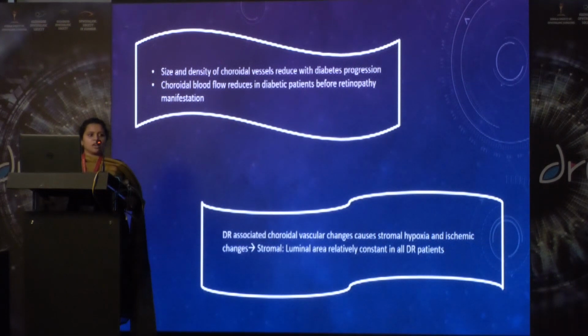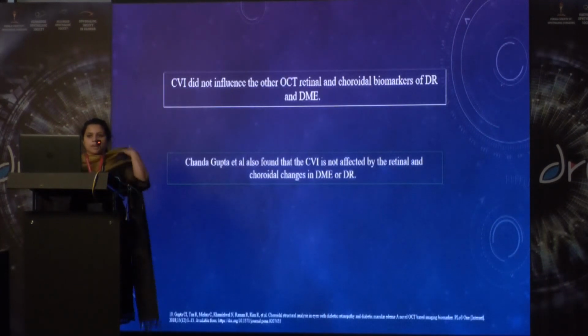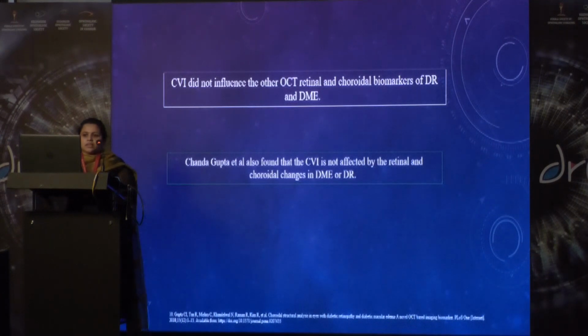This may be because all our patients were diabetic retinopathy patients, and we propose that the choroidal vascular changes will also cause stromal changes like hypoxia and ischemia. So maybe the stromal to luminal area will be a constant in all these diabetic retinopathy patients. On comparing the choroidal vascularity index with different OCT biomarkers, no significant association was found by us, and similar findings were also found by Chanda Gupta et al.